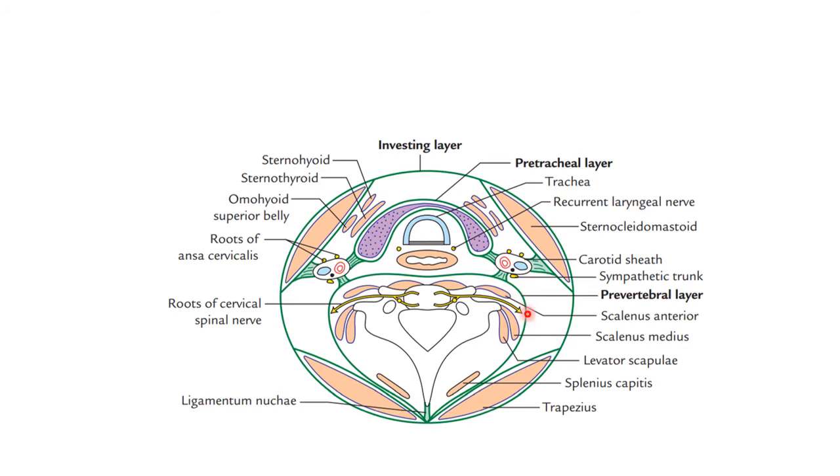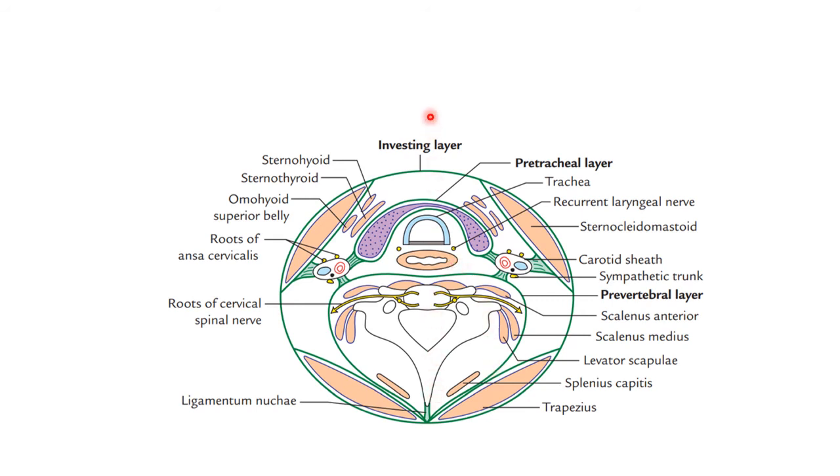When traced laterally, it covers the scalene muscle, the levator scapulae, and the splenius capitis, and thus forms the floor, or carpet, of the posterior triangle, and the investing layer forms the roof of the posterior triangle of the neck. So this is the investing layer forming the roof of the posterior triangle of the neck, and the prevertebral layer is forming the floor of the posterior triangle of the neck.